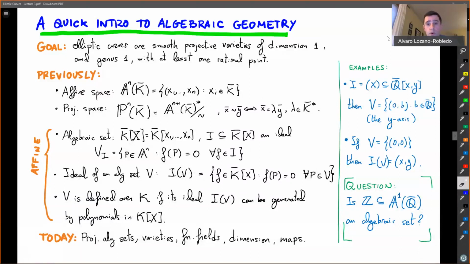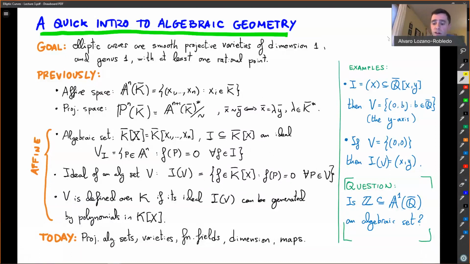We're going to continue with our quick introduction to algebraic geometry. And the goal of this quick introduction to algebraic geometry is just to introduce the main concepts that appear in the definition of elliptic curve. So an elliptic curve is a smooth projective variety.